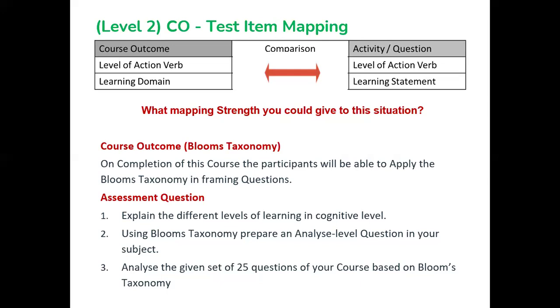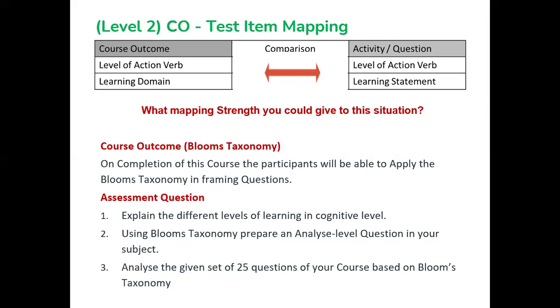Yes, sir. As per my opinion, because this is an analyze level question. It is higher than apply. It's the fourth level; apply is the third level. My outcome is only at the third level, but the participant is able to analyze. So we can say that it is full attainment.